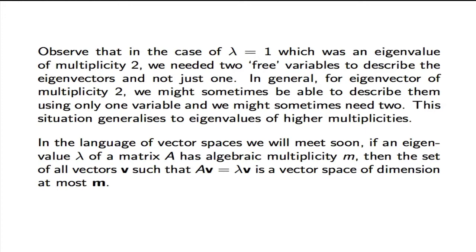And in the language of vector spaces that we will meet soon, if an eigenvalue lambda of a matrix A has algebraic multiplicity m, for example, in the previous example, lambda equals 1 had algebraic multiplicity 2, then in this case, the set of vectors v such that Av is equal to lambda v will need at most m free variables to be described. And in the language of vector spaces, this says that it's going to be a vector space of dimension at most m.